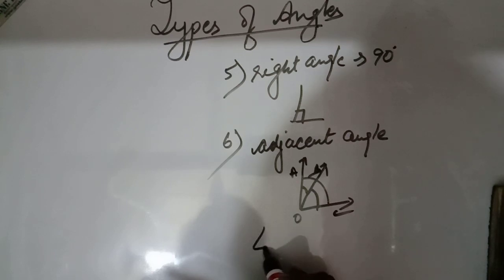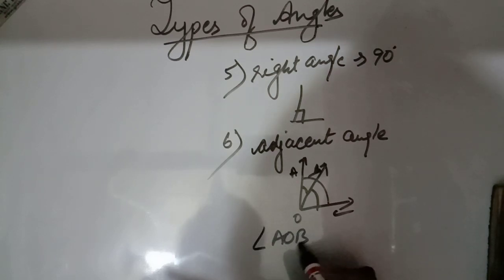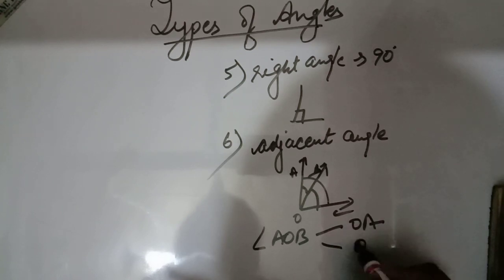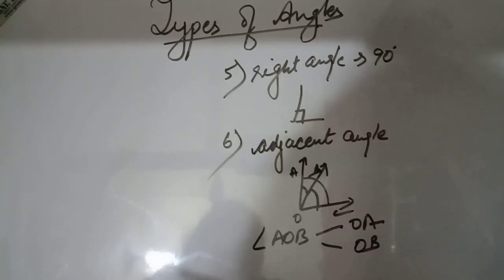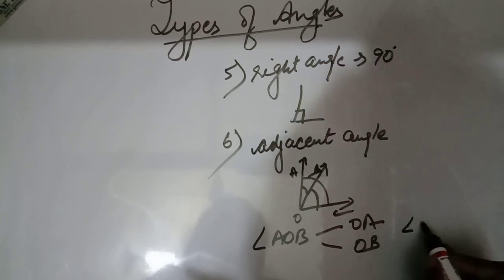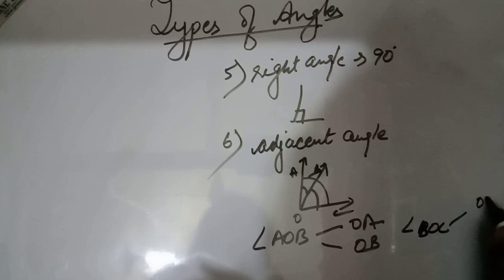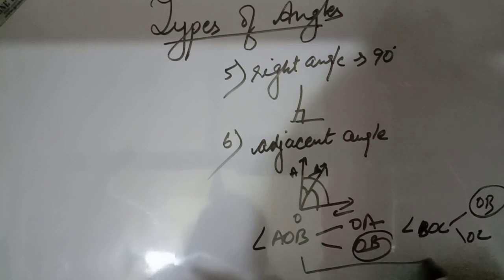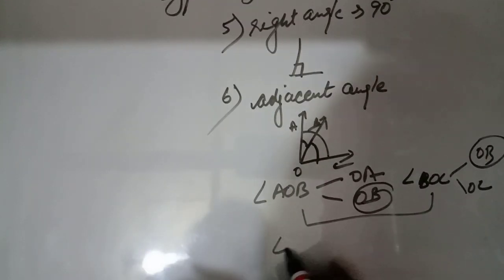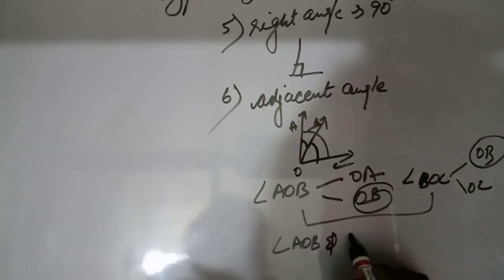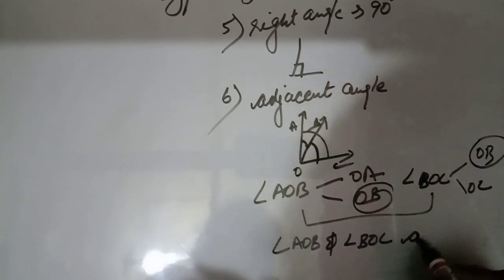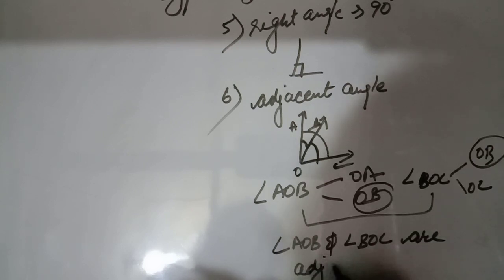Let us see. Here, angle AOB has arms OA and OB, and angle BOC has arms OB and OC. This arm OB is common in both the angles. Therefore, these two angles are adjacent angles. Angle AOB and angle BOC are adjacent angles.